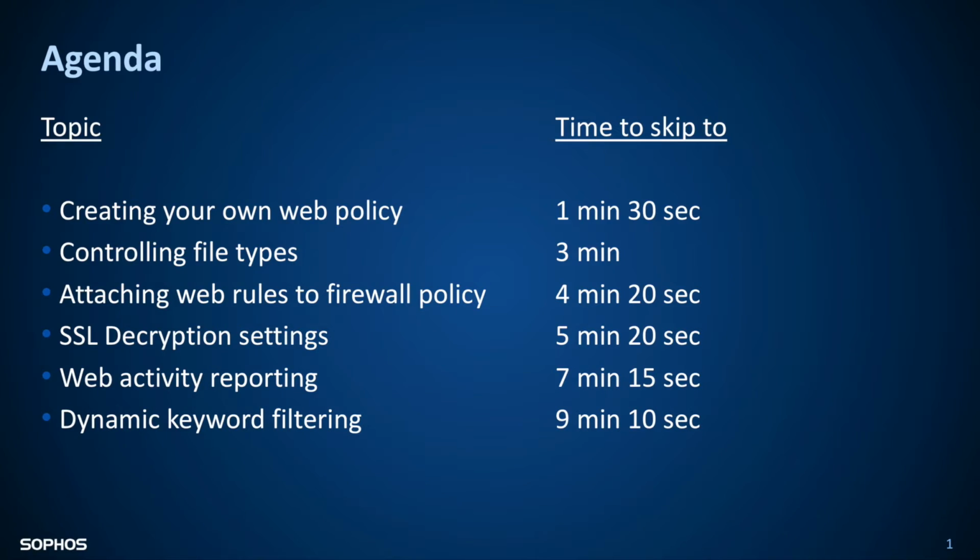First and foremost, we'll begin by looking at creating your own web content filter policy. And then we'll look at how you can use that to control not only web activity, but also the types of files that are permitted downloads. Then we'll look at how to attach your completed rule to a firewall policy in order to make it active. And we'll look in more detail at how you can set the XG up to decrypt SSL transactions. Then we'll look at the reporting capabilities on the XG before finishing off with dynamic keyword analysis and content filtering.